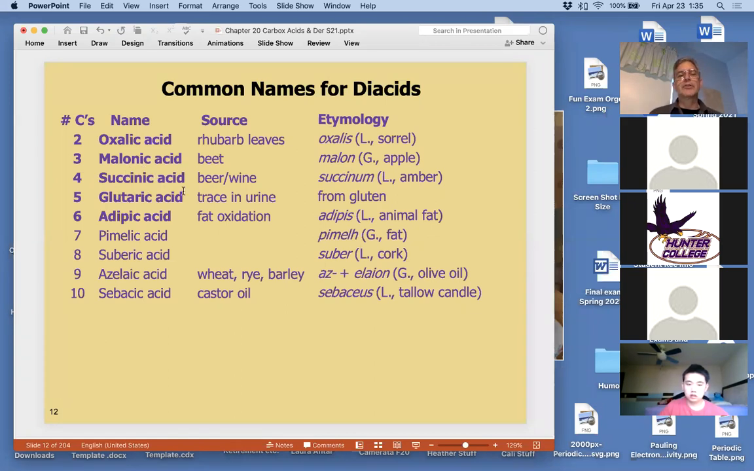Glutaric acid, you have a little bit in your urine, and it's isolated from gluten. Adipic acid is a product of fat oxidation that comes from the Latin for animal fat, okay? And then pimelic, suberic, azelaic, sebacic. I mean, the names go on and on and on. But knowing through 6 is also important, adipic acid, because nylon 66, one of the original and most common nylons, has that as one of the constituents.